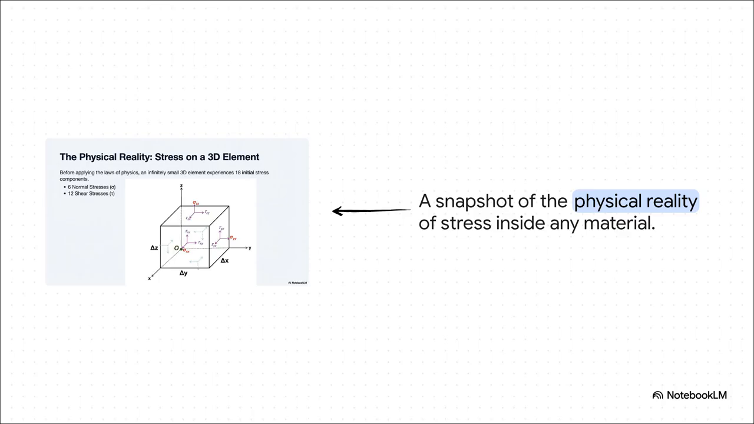I want you to imagine zooming way, way down, deep inside any solid object, until we can isolate a teeny tiny microscopic cube. Now think of this little cube as a single point in space, with dimensions we can call delta x, delta y, and delta z. But this isn't just some boring geometric shape. No, it's a snapshot of all the pushes, all the pulls, and all the twists happening at that one specific point, all at the same time.